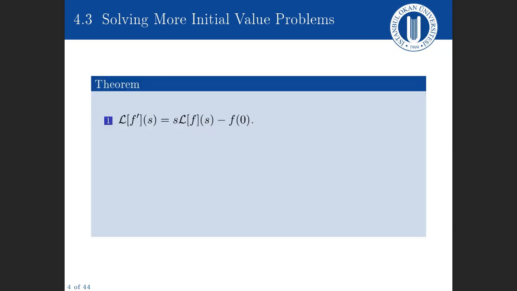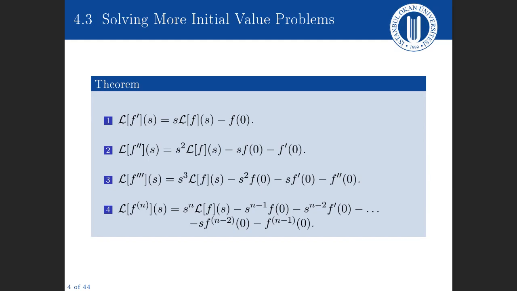And the reason that this works is due to this theorem. The Laplace transform makes derivatives disappear. It eats derivatives. The Laplace transform of f prime is s multiplied by the Laplace transform of f minus f at 0. And if we apply this equation 2 times, we can find the Laplace transform of f double prime, or f triple prime if we use it 3 times, or if we use the first formula n times, we can find the Laplace transform of f to the nth derivative.